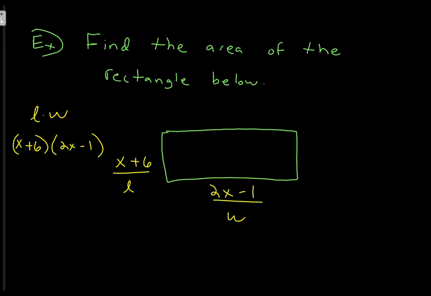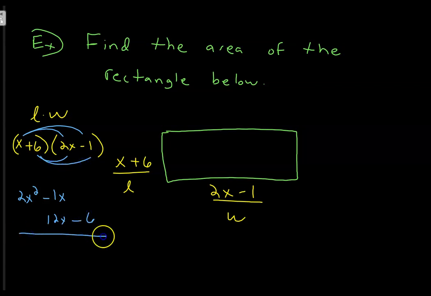So it's going to wind up being the first terms multiplied together: x times 2x is 2x to the second. The last terms multiplied together: x times negative 1 is negative 1x. Then the middle terms: 6 times 2x is 12x, and 6 times negative 1 is negative 6. When you combine your like terms, you get 2x to the second plus 11x subtract 6. And that's how we can use FOIL on multiplying polynomials to find the area of that rectangle.